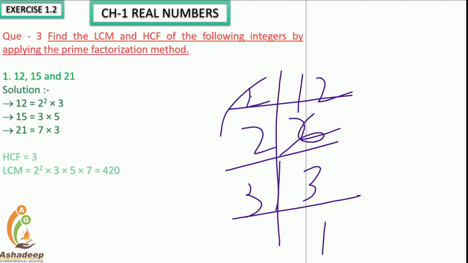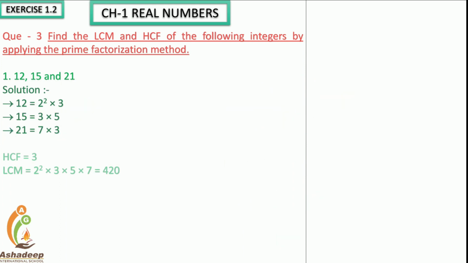So these are the numbers 2, 2s are and multiply by 3. In the same manner you can do for the another number also.